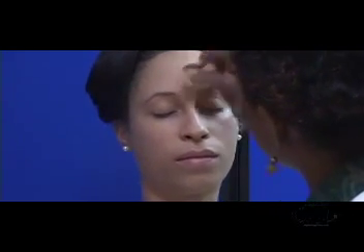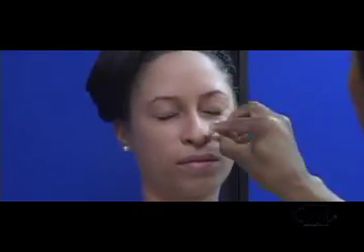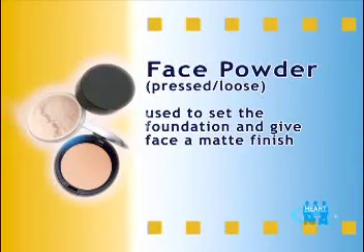Because there are many varieties in undertones in different parts of your client's face, it's a good idea to have 3 foundation shades, light, medium, and dark, on hand to allow for the different gradations of color. Face powder, whether pressed or loose, is used to set the foundation and give the face a matte finish.